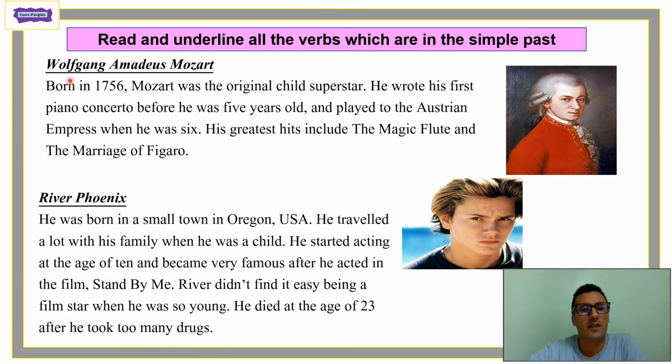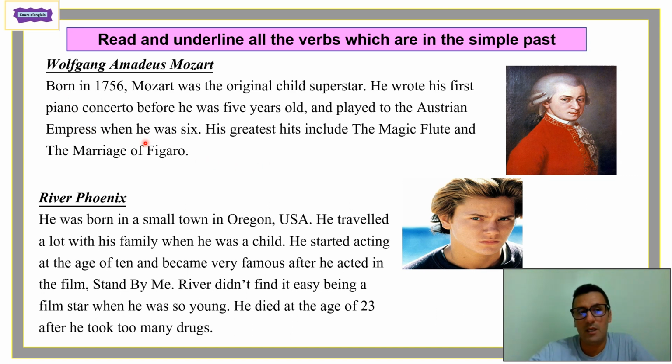Next, la suite. Wolfgang Amadeus Mozart. C'est très connu, Mozart. Born in 1756, Mozart was the original child superstar. He wrote his first piano concerto before he was 5 years old and played to the Austrian Empress when he was 6. His greatest hits include The Magic Flute and The Marriage of Figaro.